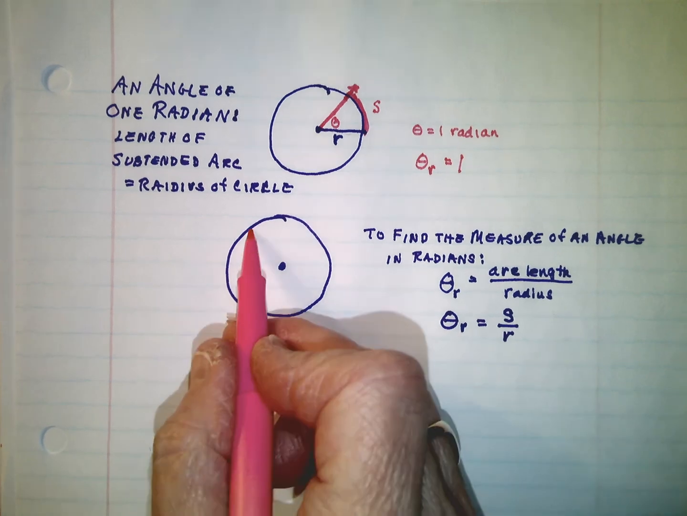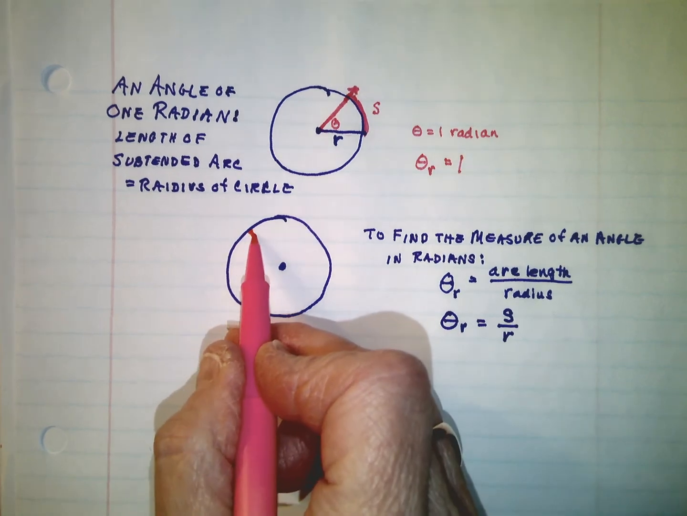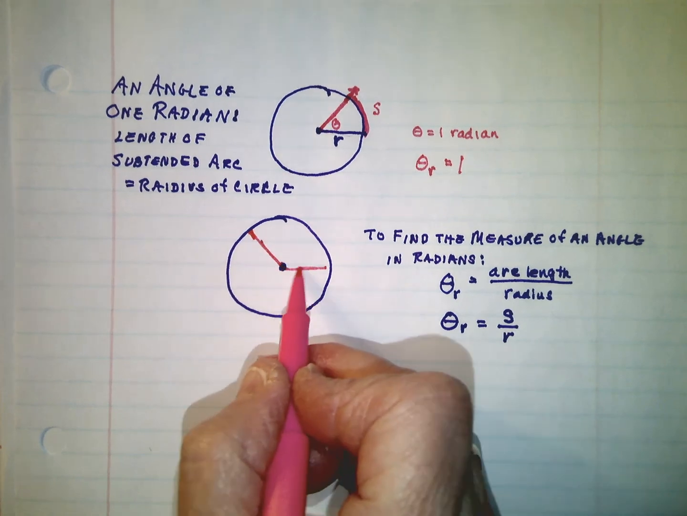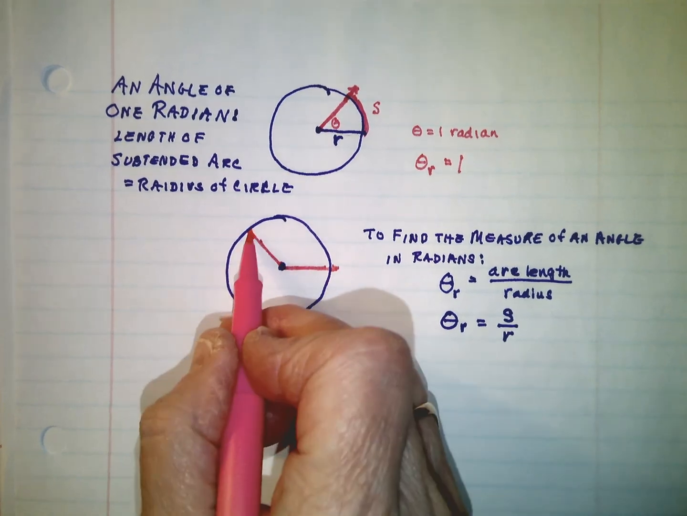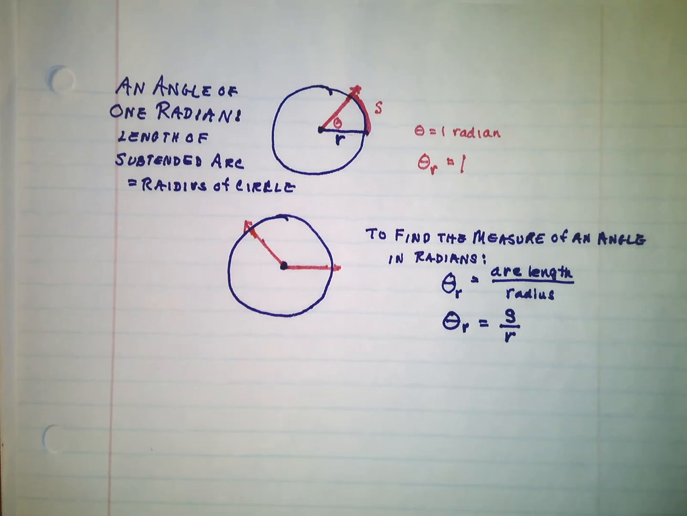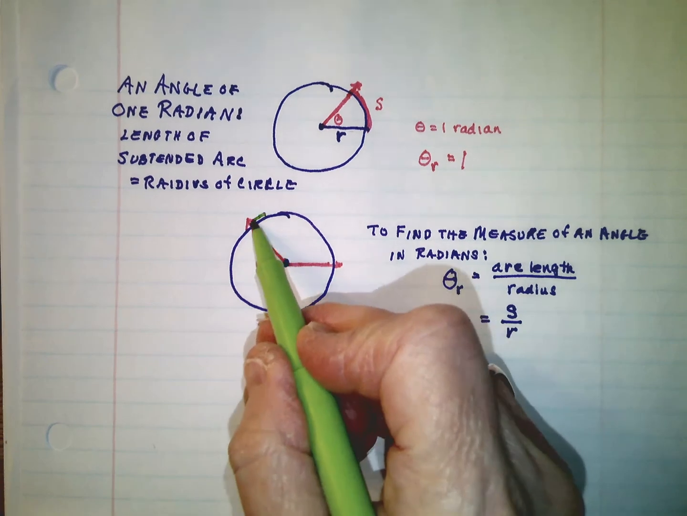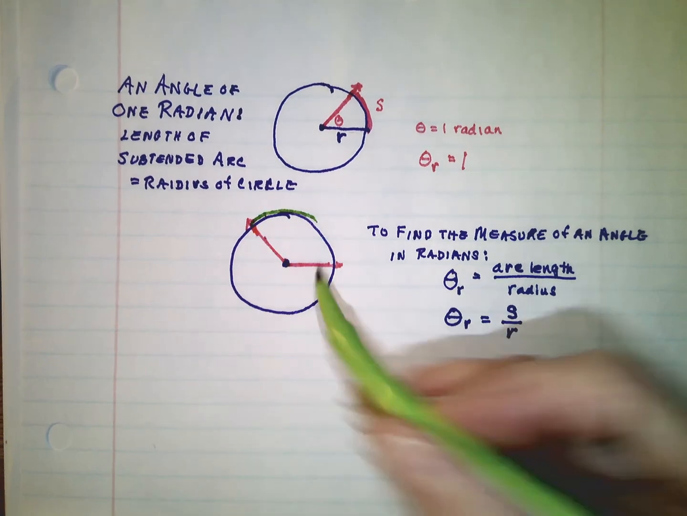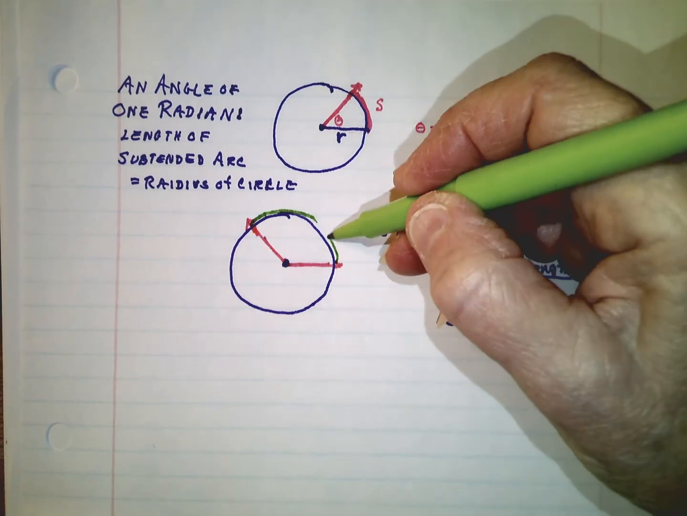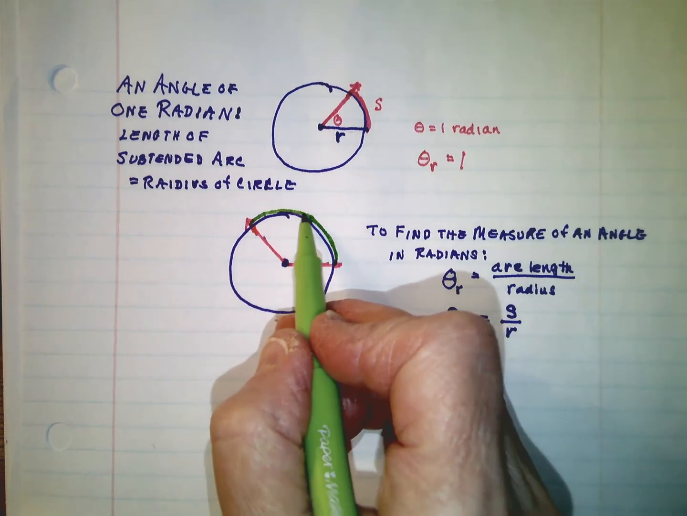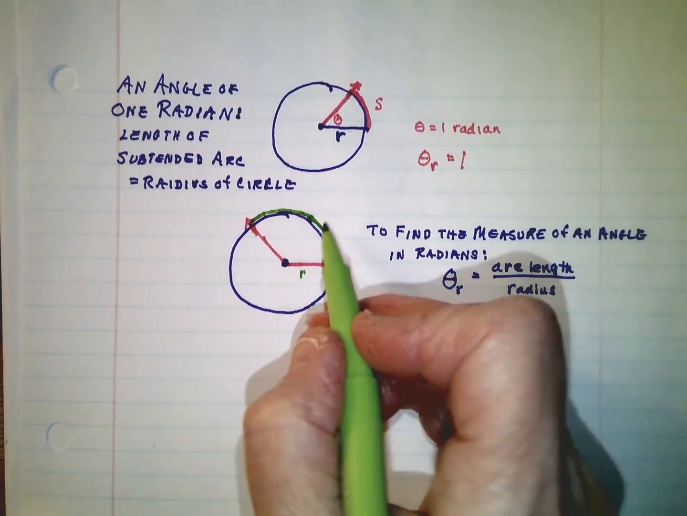So if we had an angle something like this, maybe. Initial ray, terminal ray, then we'd have our arc length, our intercepted subtended arc would be here. And we would divide by the radius.